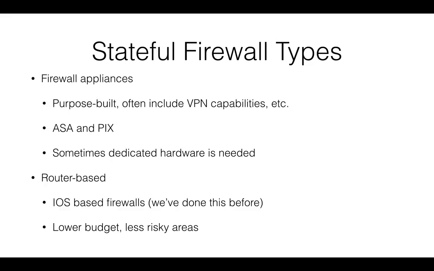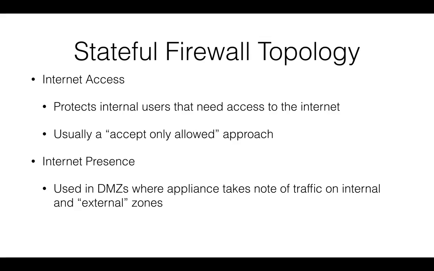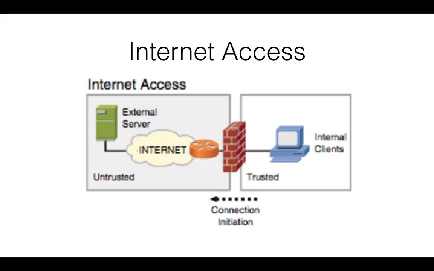So on the topic of where we actually figure out where to start putting these firewalls, we also have to think about how we're going to use that firewall. Now there are two main models that come to mind here. We have internet access and internet presence. In an internet access model, the firewall is going to sit between your internal trusted clients and the external outside resources that you might not trust as much.